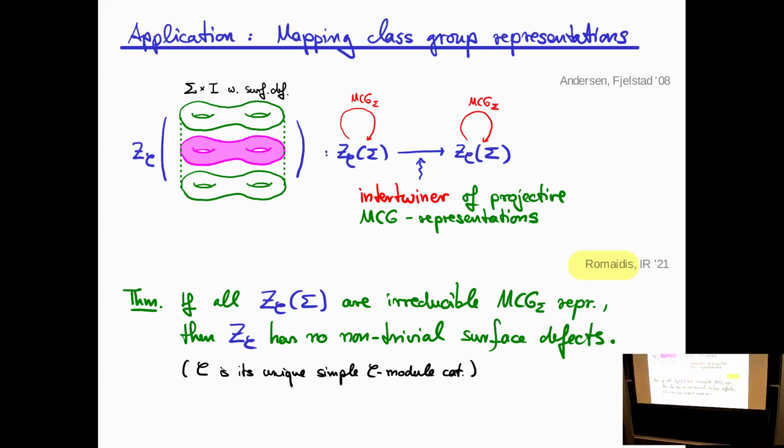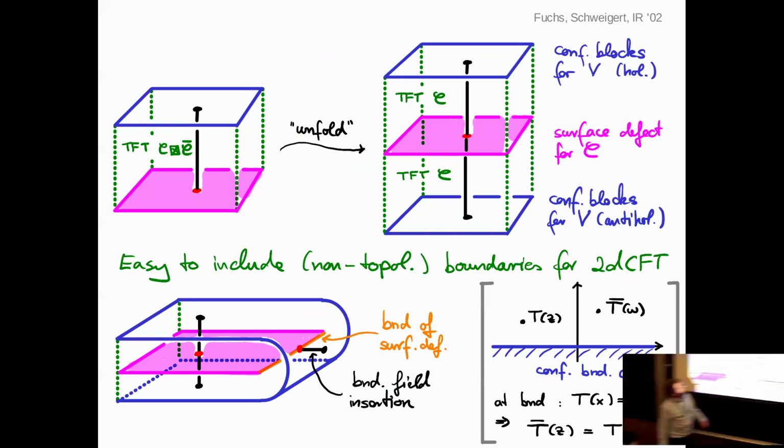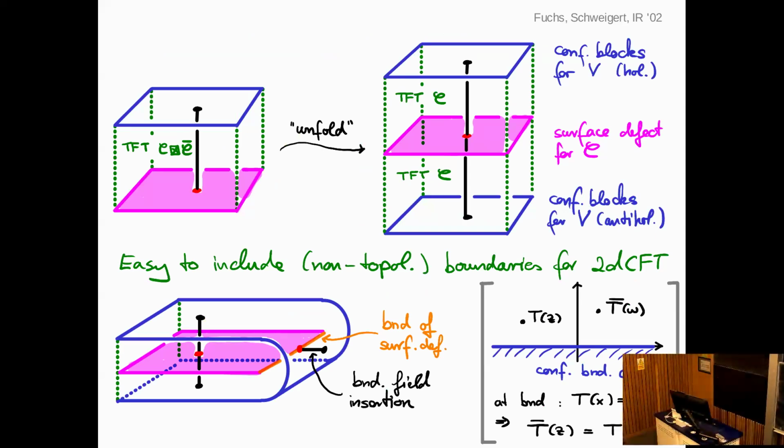Yeah. For the surface defect, there are two possibilities: either it's invertible or it's not invertible. Right. So how do you detect this? By looking at the modular invariant that it constructs? That's a previous application, right? Okay. Let's go back one. That would describe a modular invariant, right?